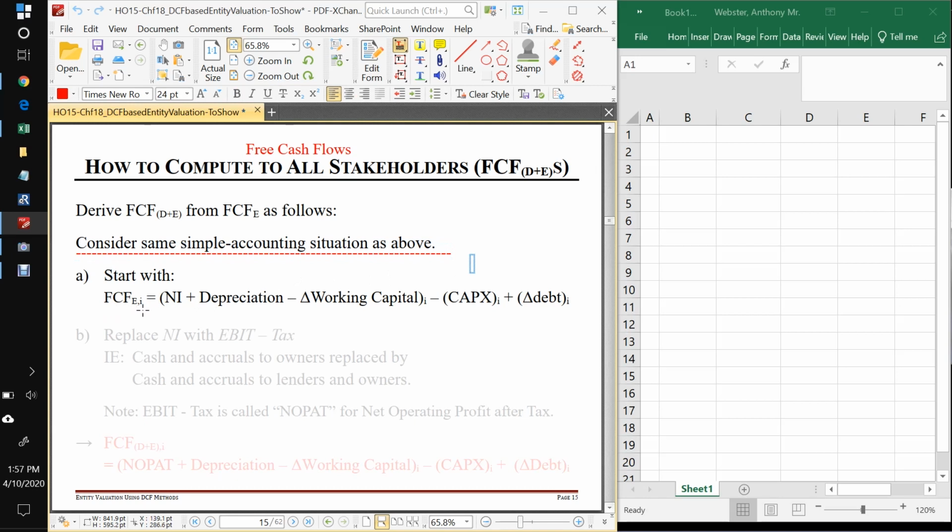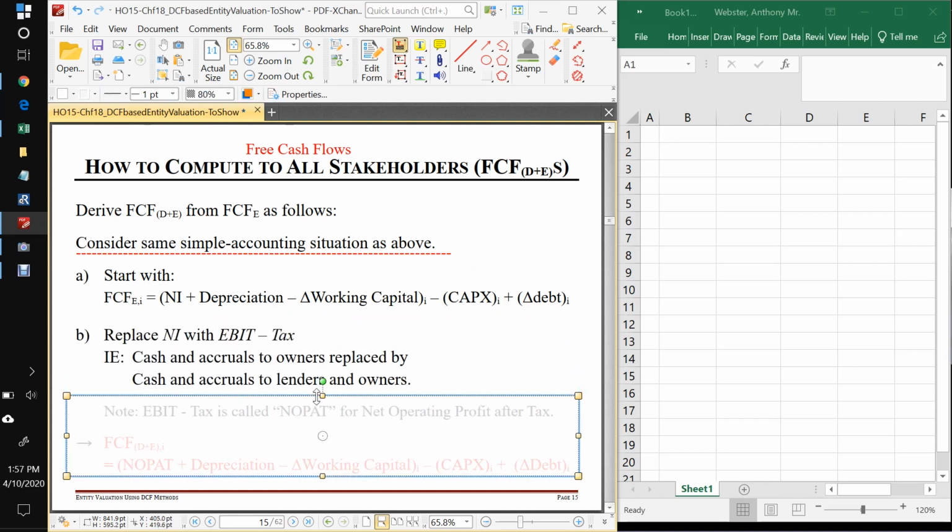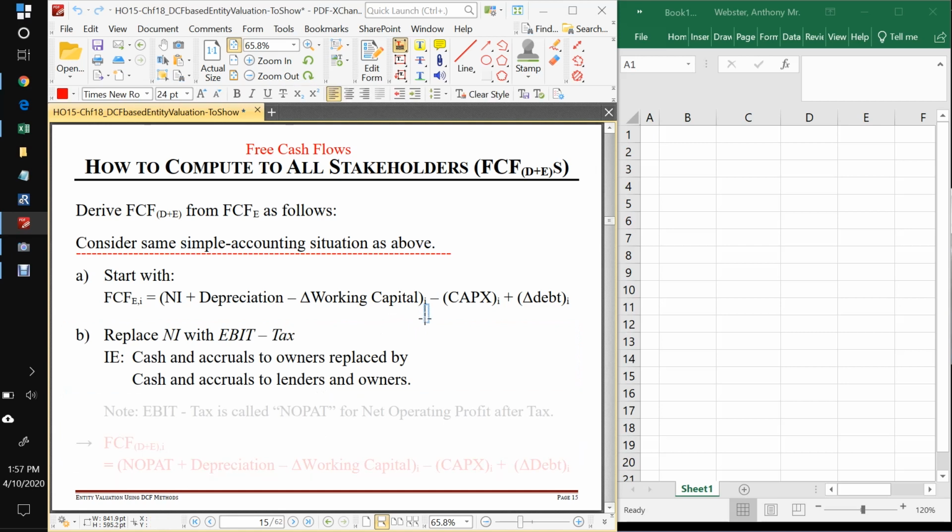Free cash flow in year I to owners is equal to net income plus depreciation minus changes in working capital, etc. So this is our method A method. And to adjust this for all owners, it's pretty straightforward. All we really have to do is replace up here net income with EBIT minus tax. And what's EBIT minus tax?